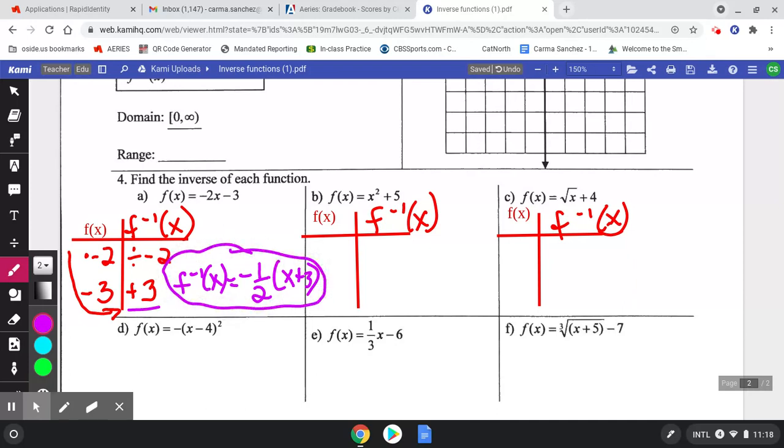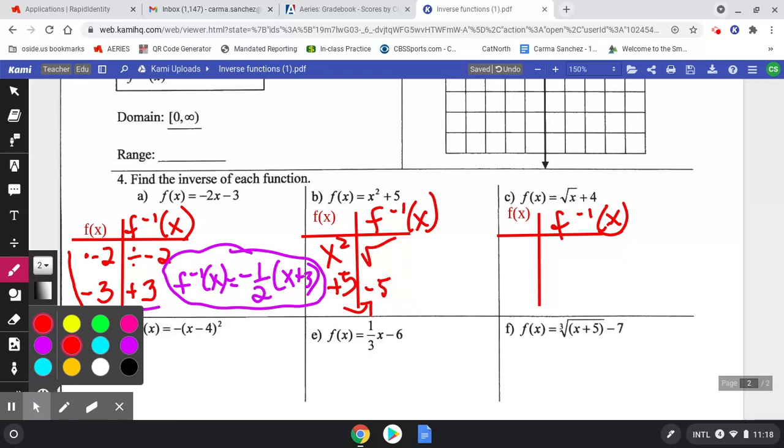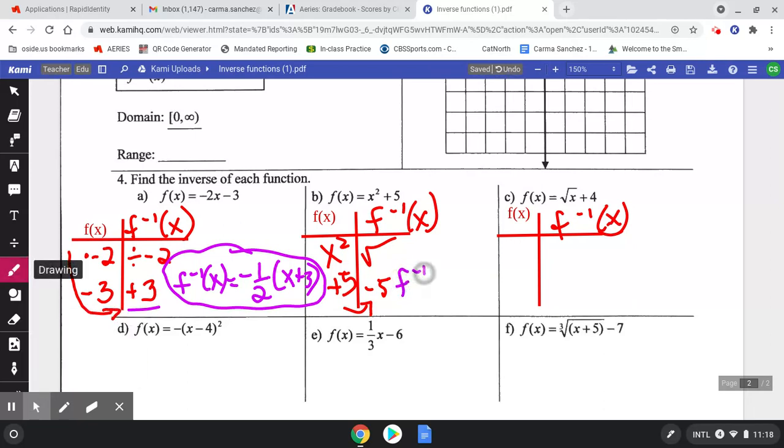Okay, here we go on the next one. What's happening to the x first? x is being squared. What's happening to the x next? x is doing +5. We're going to do the opposite of that. We're going to go -5 and square root. Did you know that the opposite of squared is square root? So here I go writing my equation. f of -1 of x is equal to, start with your base of x. First, we're going to -5. Then we're going to take the square root of it all, and we're done.